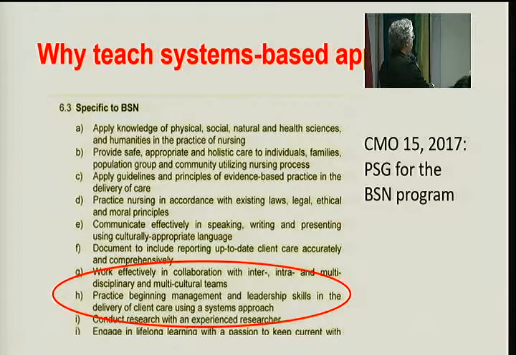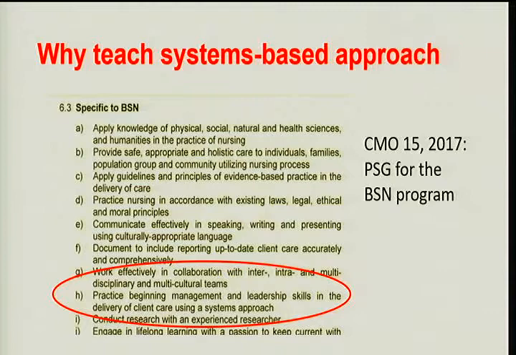But you see, specifically again, worded in a different way, number 5 is to work in collaboration with inter-, intra-, and multidisciplinary and multicultural teams. And then number 8 is to practice beginning management and leadership skills for the delivery of client care using the systems approach.